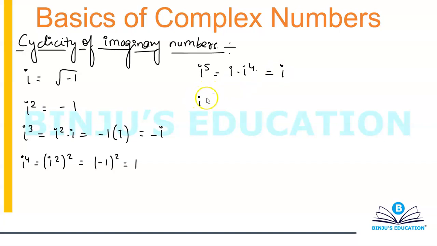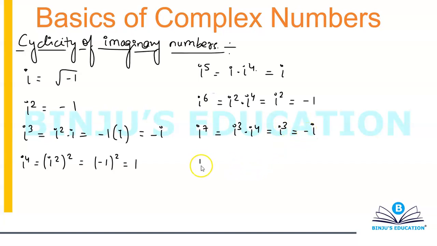If you talk about iota to the power 6, then this is iota square into iota to the power 4, which is simply equal to iota square. And what is iota square? That is equal to negative 1. If you talk about iota to the power 7, then this is iota cube into iota to the power 4, which is simply equal to iota cube, which is equal to negative of iota. And if you talk about iota to the power 8, then this is equal to iota to the power 4 whole square, which is equal to 1 square, which is equal to 1.